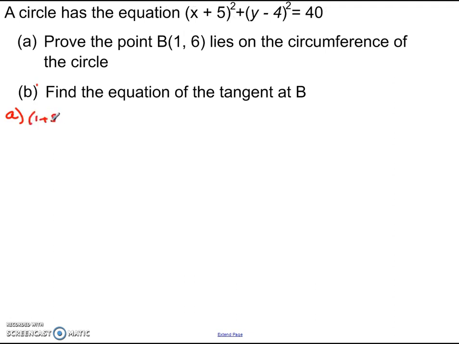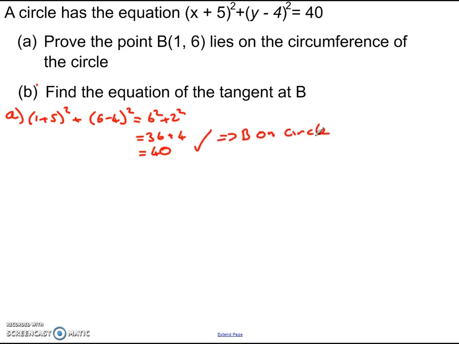So I get (1 plus 5) squared plus (6 minus 4) squared. What that equals is 1 plus 5 is 6, so I get 6 squared plus 2 squared. 6 6s are 36, plus 2 squared is 4, so that's 40. So there we go, it's equal to the right-hand side of the equation, B is on the circle. So what I can now do is go about finding the equation of the tangent at that point B.